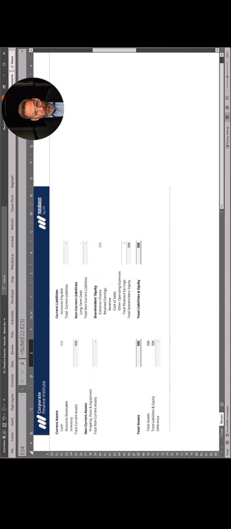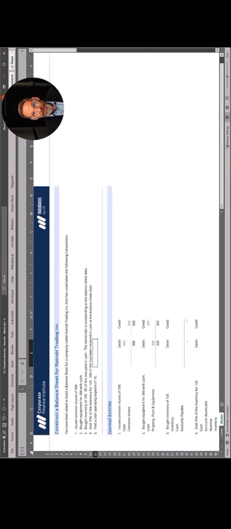Okay, so we are going to take 300 out of cash, but we're going to add 300 in property, plant, and equipment. The balance sheet balances, we can move to the third transaction. Our third transaction is we bought inventory of 100. Now, 80 of this was with cash, and the remainder is outstanding at the balance sheet date. In other words, we owe our suppliers 20.